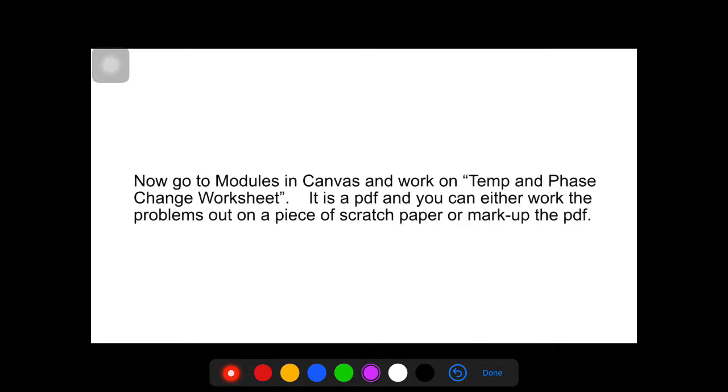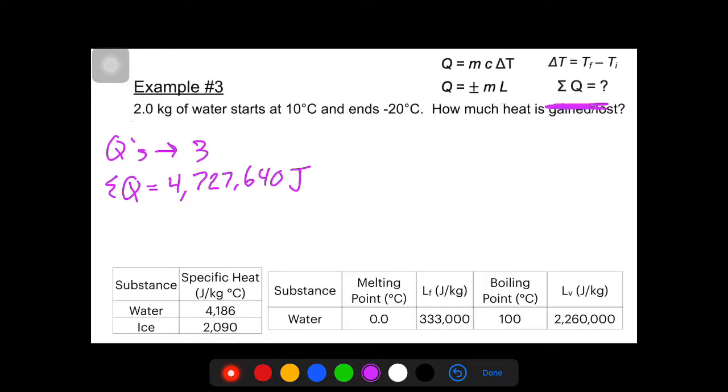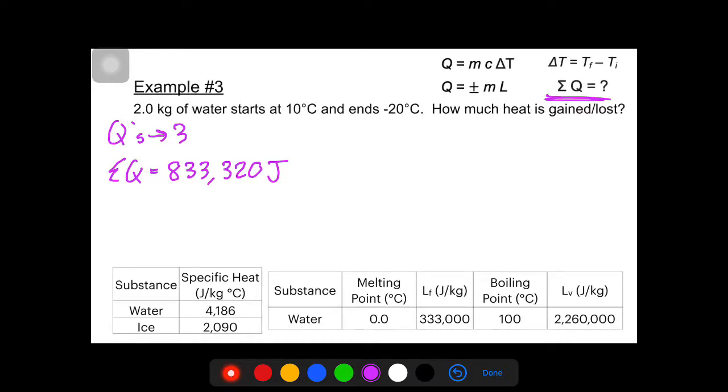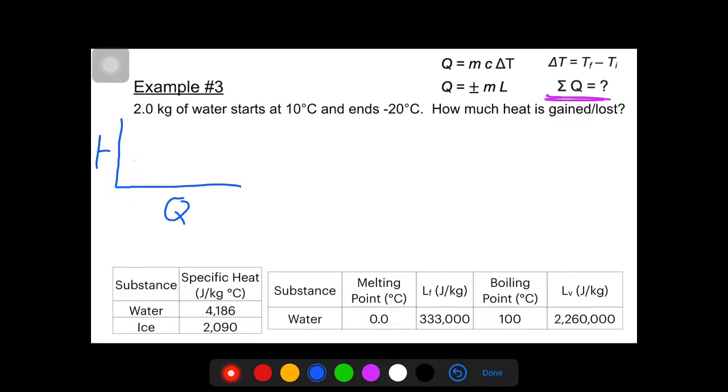Okay, if you got that, good. Move on to your homework sheet called Temp and Phase Change, and then there's a quiz at the end. If you didn't get those, stick around and I'll walk you through these step by step. All right, so now we're going to draw the map for this. So map Q versus T: it starts at 10 degrees. That's my biggest number. It ends at negative 20.